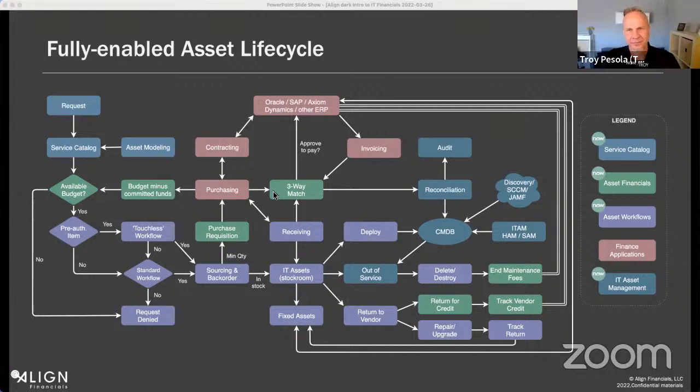Yep. HamSam on the back end is a good way to go. HamSam, and financially enable HamSam as you do it. One of the things that, and this is a little bit selfish on our part, we try to encourage people to do is take projects, programs, portfolios, and start to do your IT budgeting in ServiceNow around those things.